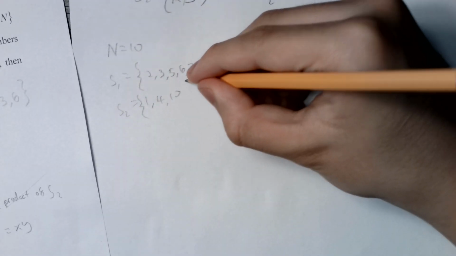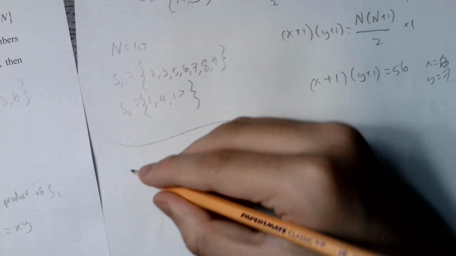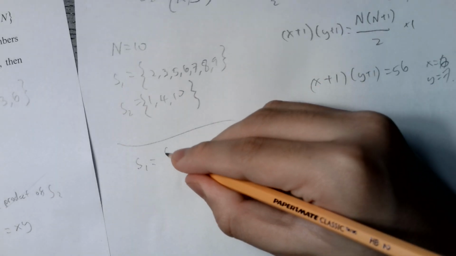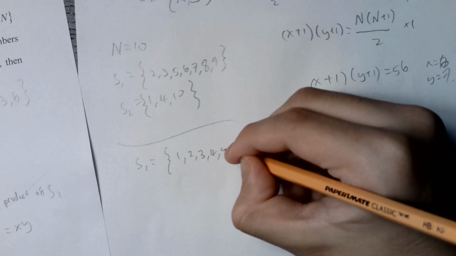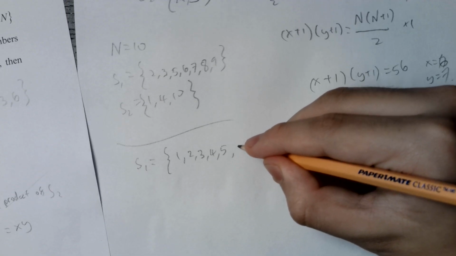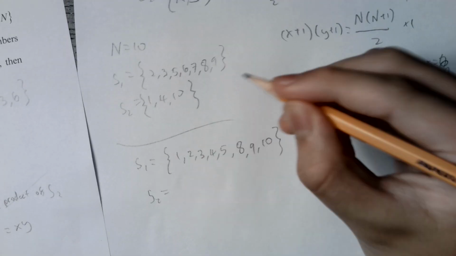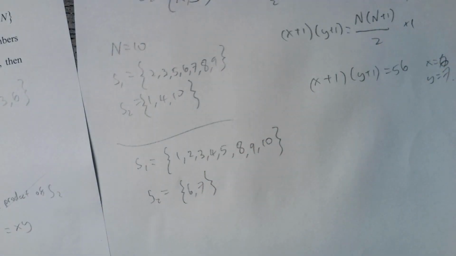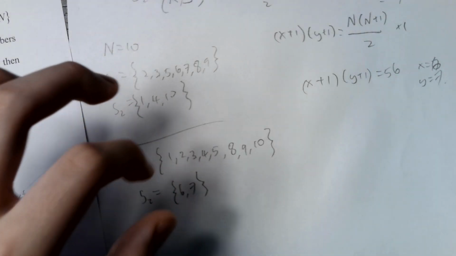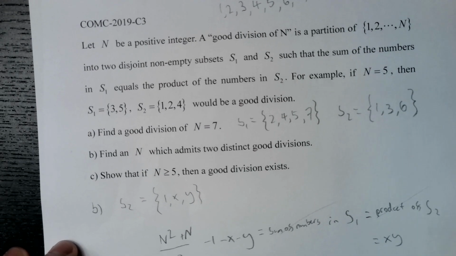And then the second pair that I solved over here, with S2 only having 2 terms in it, would be where S1 is equal to 1, 2, 3, 4, 5, and then after that we jump 6 and 7 to 8, 9, and 10. And then S2 would be equal to 6 and 7. So we can see here that if N is equal to 10, there are two pairs of S1 and S2. So that means we found an N for which N admits 2 good divisions. So N is equal to 10 here.